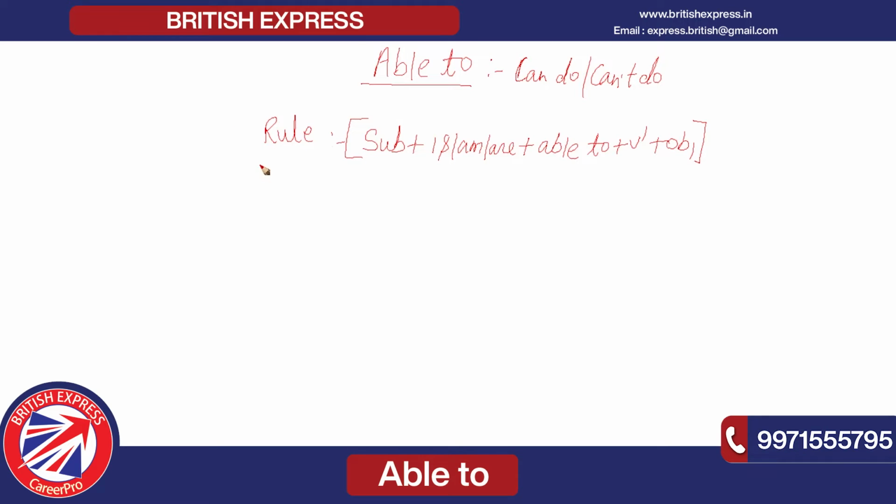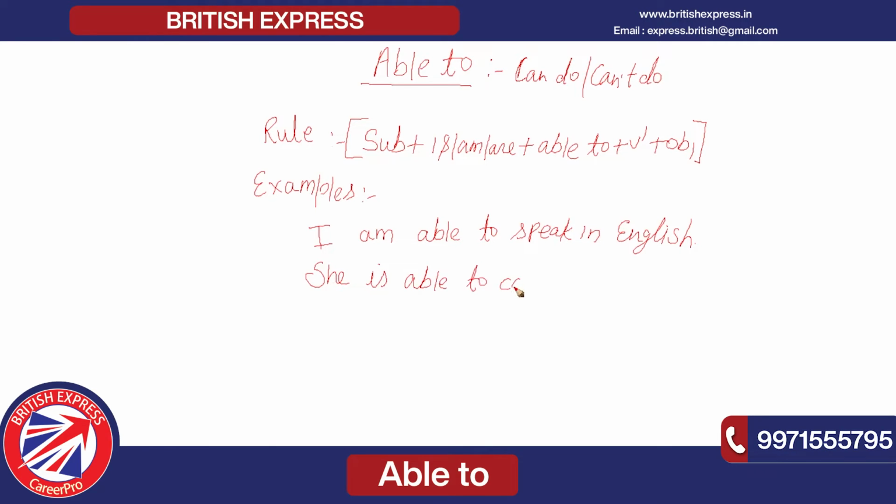Let's have some examples. If I talk about myself, I am able to speak in English. It means I can speak in English. Next, if I talk about my sister, she is able to cook food. It means she can cook food.